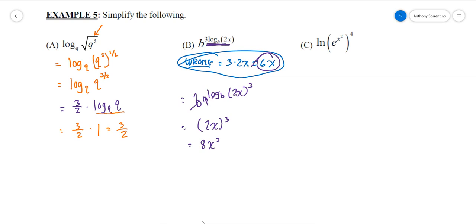So for the last one, I want you to take the natural log of e to the x squared, raised to the 4th power, as you see it written there, and simplify it correctly and give the right answer.